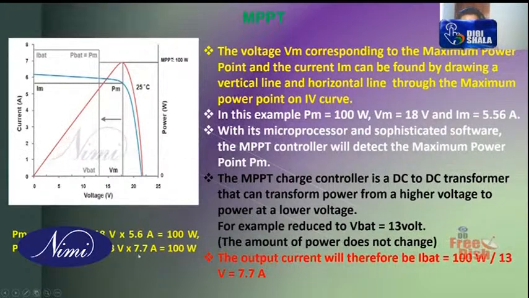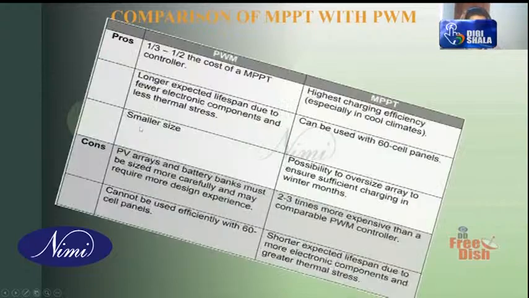Whereas आपका PWM method में there is a waste. Your battery is getting only 81 watt power. So this is the difference between PWM and the MPPT charge controller. Okay, we can just have a close comparison.